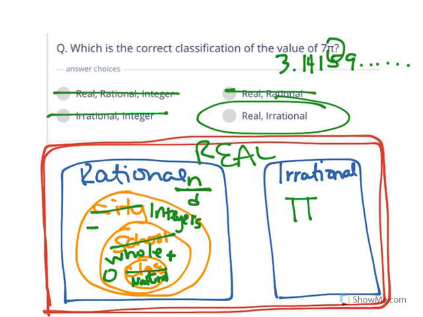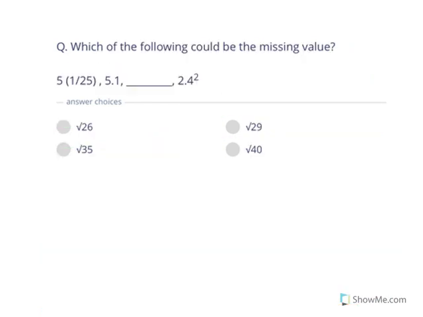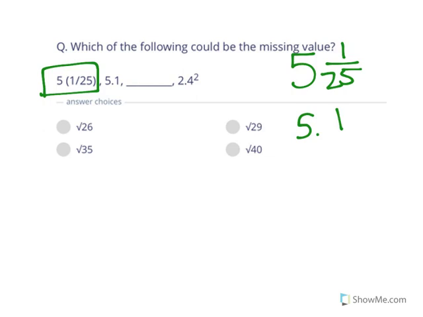Okay, so let's try number 3. Which of the following could be the missing value? Now, in class, I said it was kind of hard for me to type a mixed number, so I kind of separated it for you. So 5 and 1/25 is that rewritten version. But what you notice is they already have them in order. You're just missing some number.